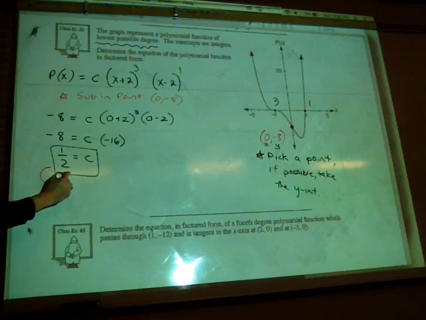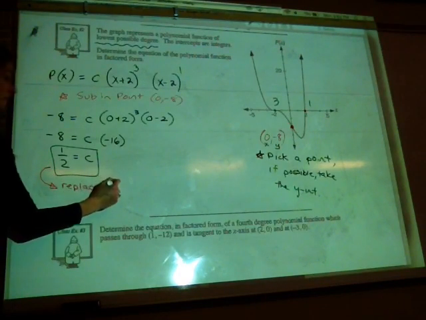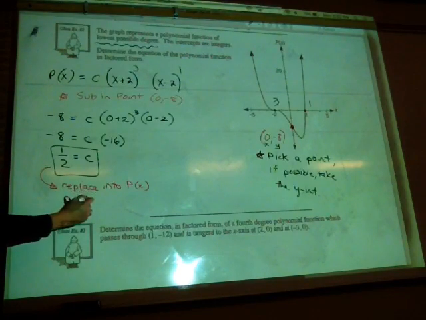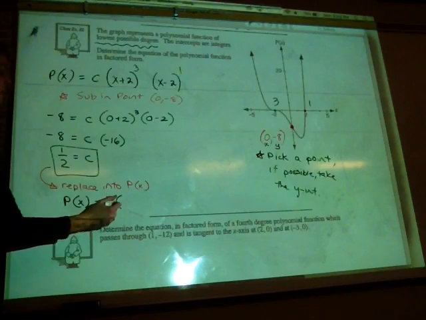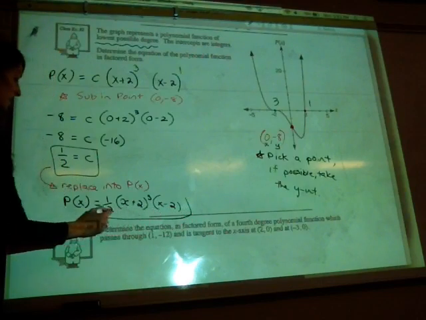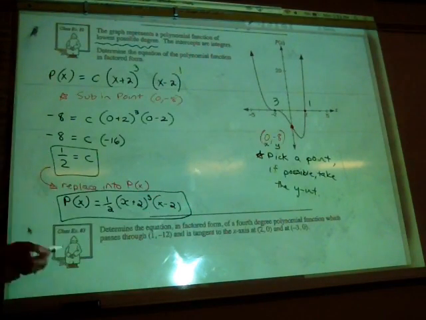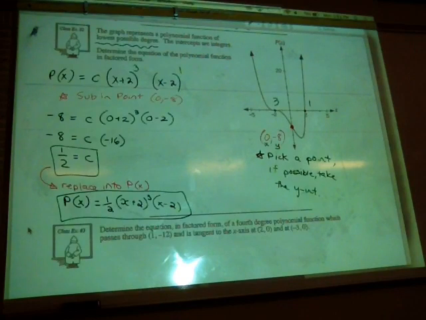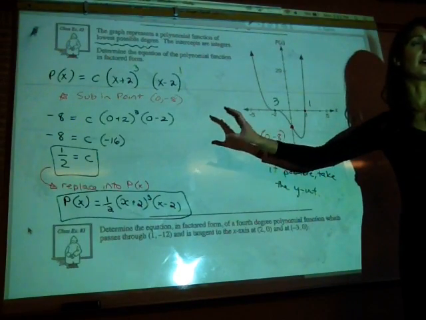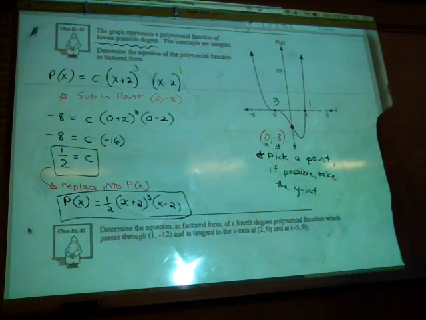Once you find your C, you're going to replace that into the polynomial. So the equation in factored form for the polynomial shown will be p of x equals 1/2 times our factors, x plus 2 cubed times x minus 2. That's our final solution. So we've seen two examples where the graph is given and we can create the equation just by looking at the zeros, figuring out the multiplicities, solving for the unknown leading coefficient c, and plugging it back in.